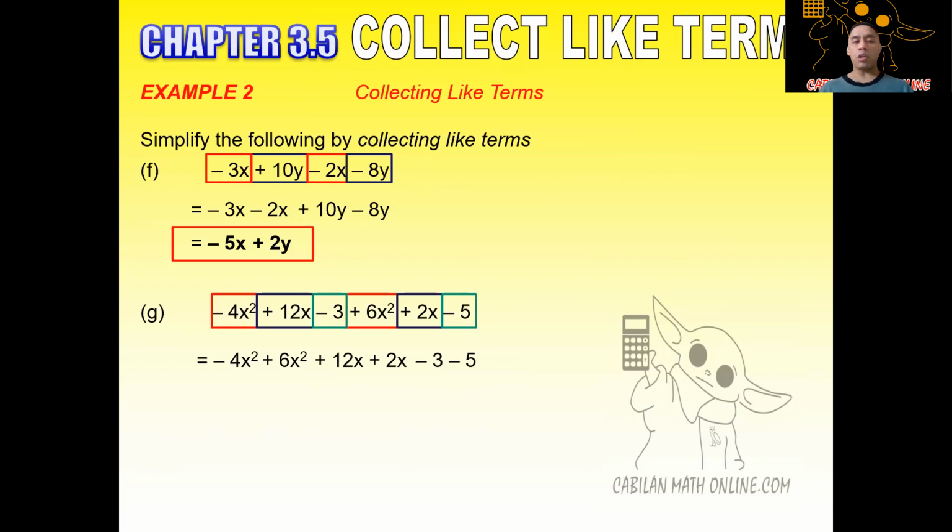Now, for the last step, you're only going to group the terms with the same variables with the same exponents. So what we have here is negative 4x squared plus 6x squared, which gives me 2x squared. 12x plus 2x gives me 14x. And then negative 3 minus 5 will give me negative 8, or minus 8. Now again, just as a reminder, this is the final answer. You cannot group the x squared and the x together because they are unlike terms, and you can't group the negative 8 with either of them because again, it's an unlike term. So what you have there are three different terms.